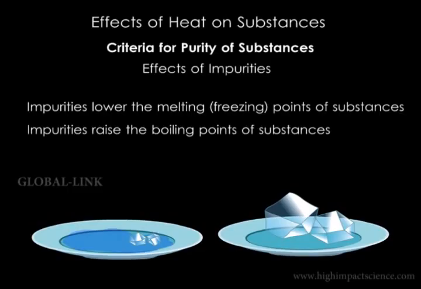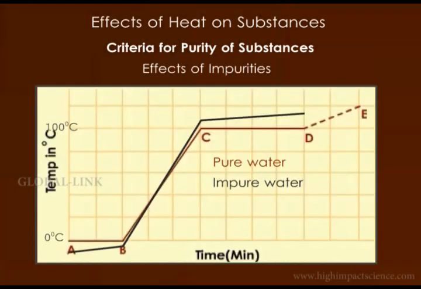If we plot a graph of temperature against time for heating salty water from ice, you will see that the salty ice melts over a range of temperature below 0 degrees Celsius. The liquid salty water boils over a range of temperature above 100 degrees Celsius.